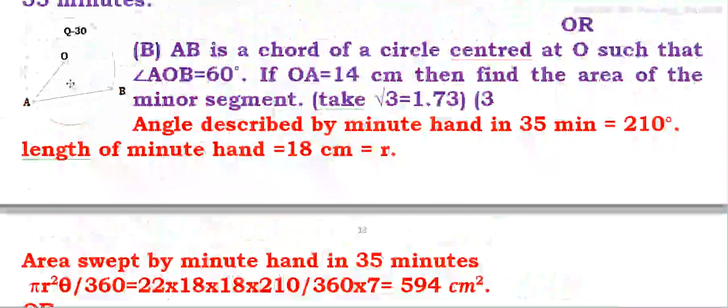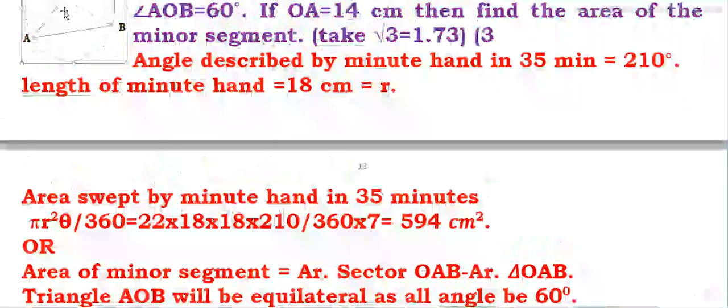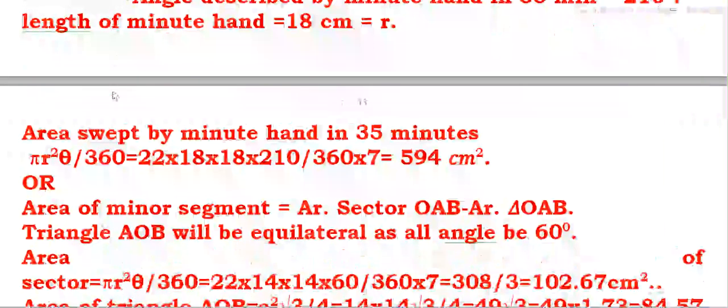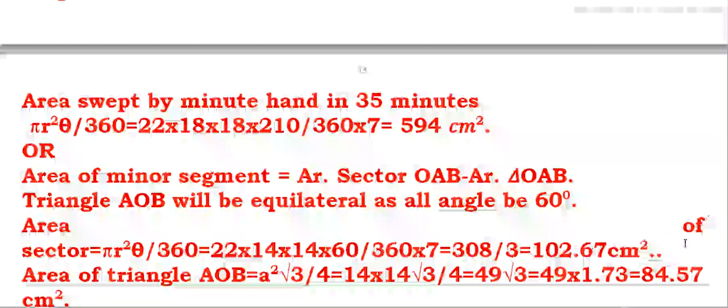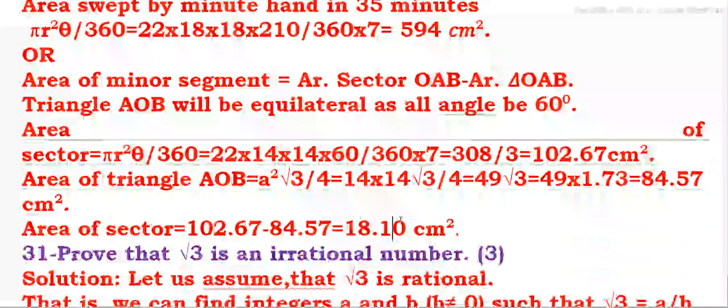Area of the minor segment we have to calculate in this triangle when the angle is 60 degree. So the area of the minor segment will be area of sector minus area of triangle. When angle O is 60, the triangle will be equilateral, because AO is equal to OB. These both are radius, so the remaining angles will also be equal. So all angles will be 60, and a triangle with 60 degree angles is always equilateral. So the area of an equilateral triangle is a square under root 3 by 4. So we can calculate the area of the sector and minus the area of the triangle. When we subtract both, the answer will be 18.10.